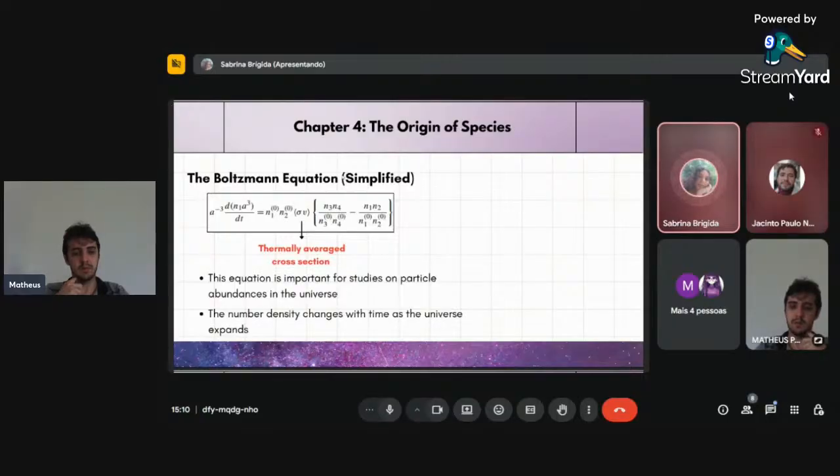We can always start with this equation when we are dealing with the abundance of particles in the universe. This can help us understand how the number density of particles evolves with time as the universe expands.